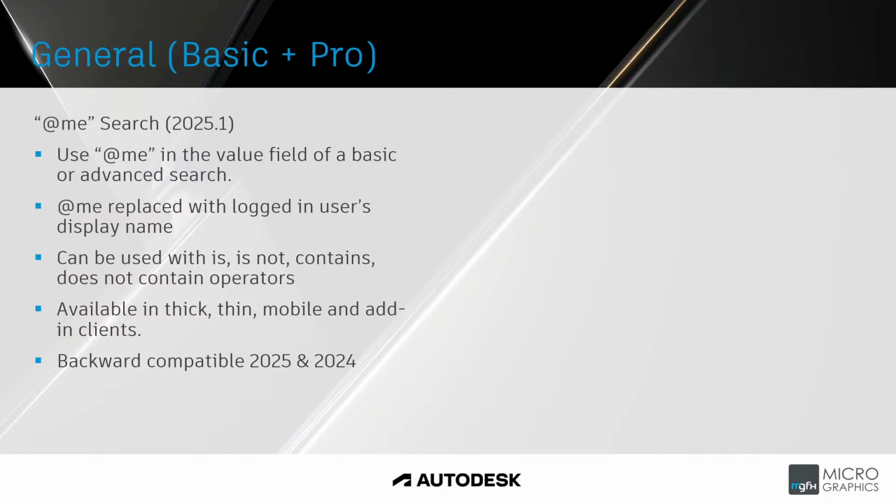This was brought in 2025.1, and it is backwards compatible. So if you are running a 2025.1 server or .2 server, you can still log in with the 2025 and 2024 client and run the @me search. That is quite useful, as it allows the older versions of Vault to be able to access that functionality.